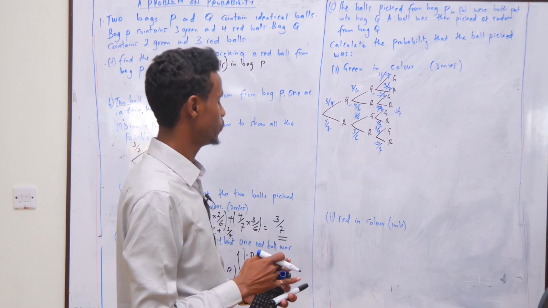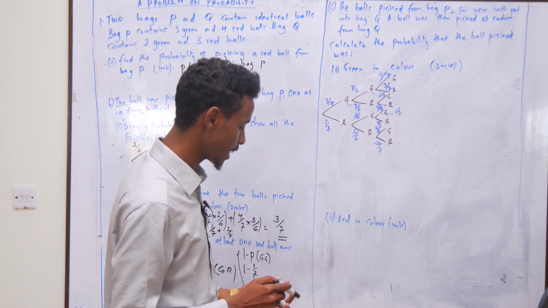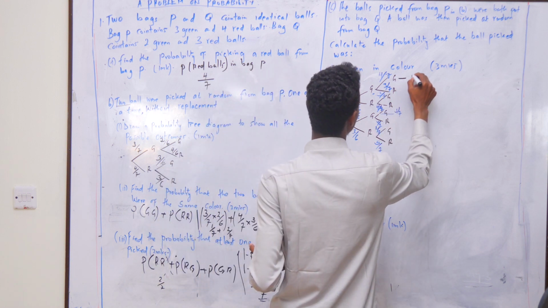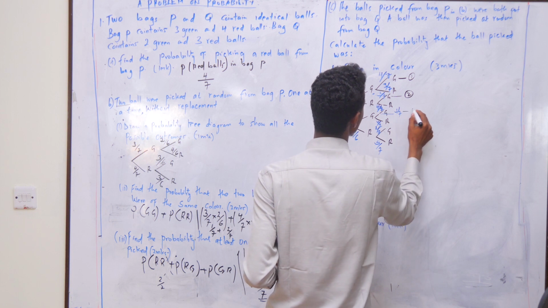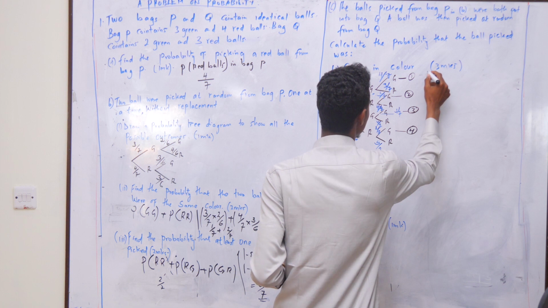Now let's do this one very quickly. Question number 1: green in color. Now green in color are these ones. The first one is this one, green in color. Another one is this one, green in color. We also have this one, green in color. And lastly we have this one, green in color. Now let's do it very quickly.